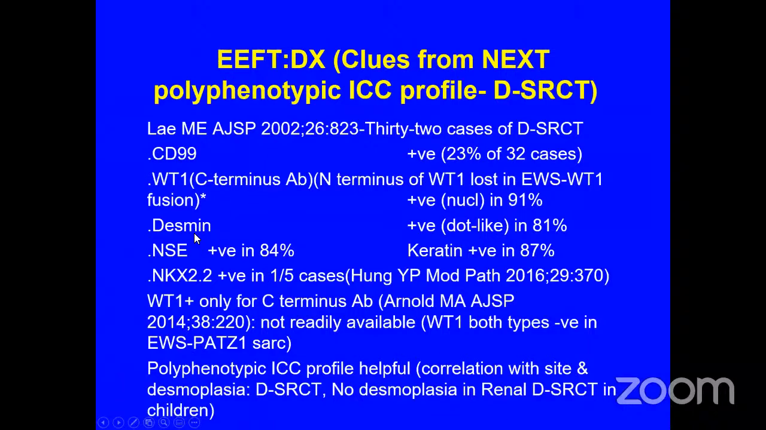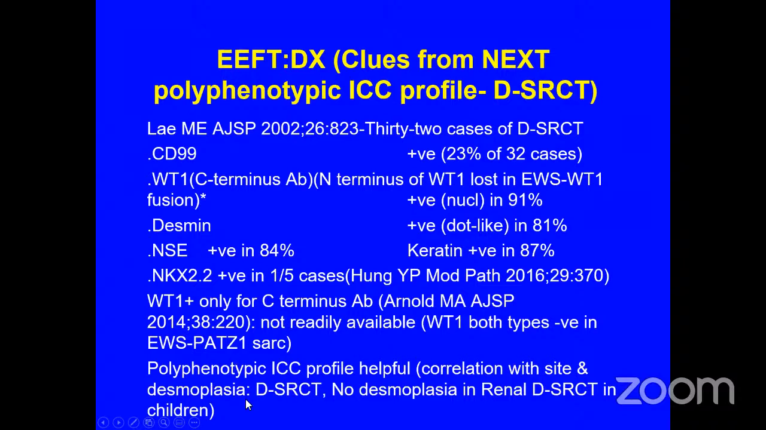Then the other markers which are positive are listed here on this slide: Desmin, NSC, NKX 2.2. So again, myogenic markers, the neural markers, and in addition, there is an epithelial marker in desmoplastic small round cell sarcoma, desmoplastic small round cell tumor. So you have this polyphenotypic Icc profile in this tumor. And I have emphasized that Wt1 only for C-terminus antibody.